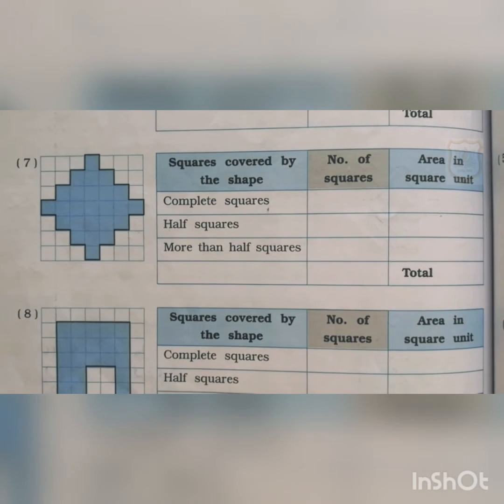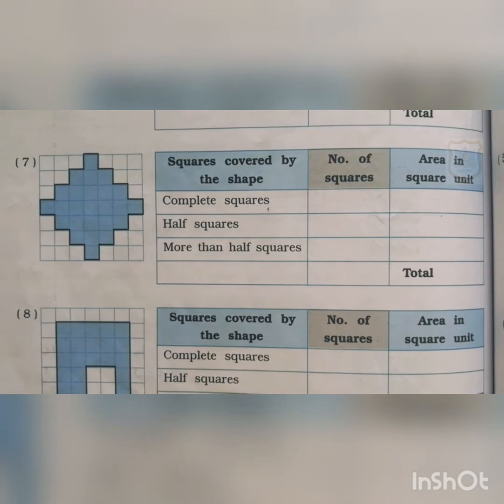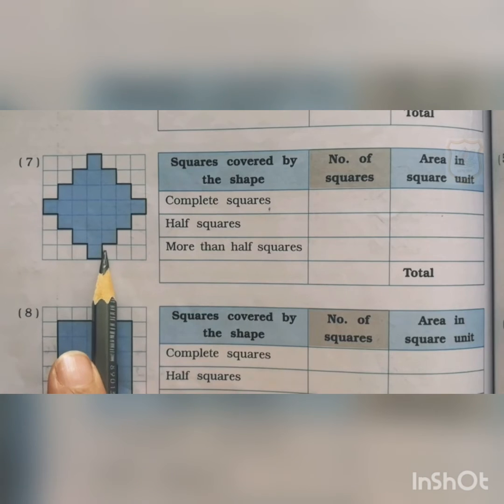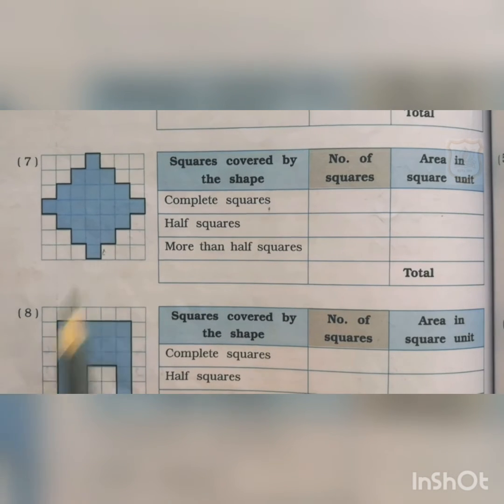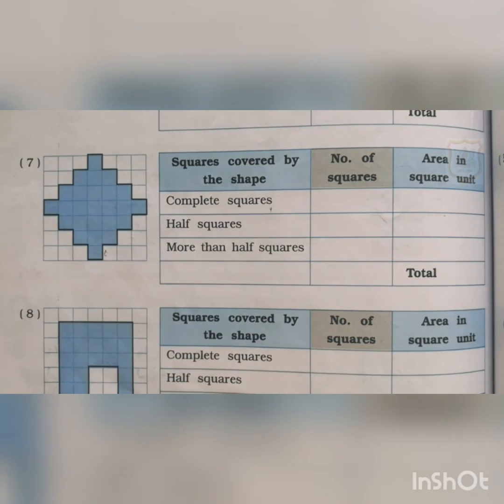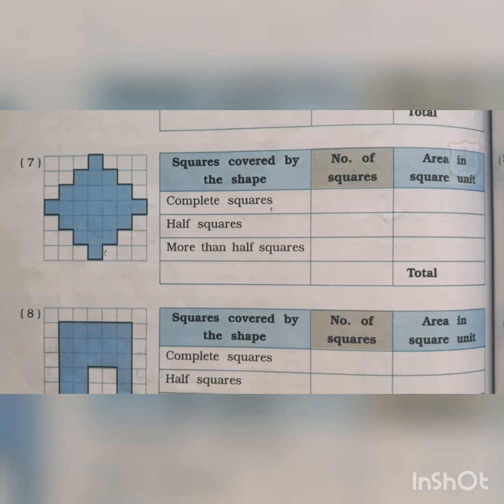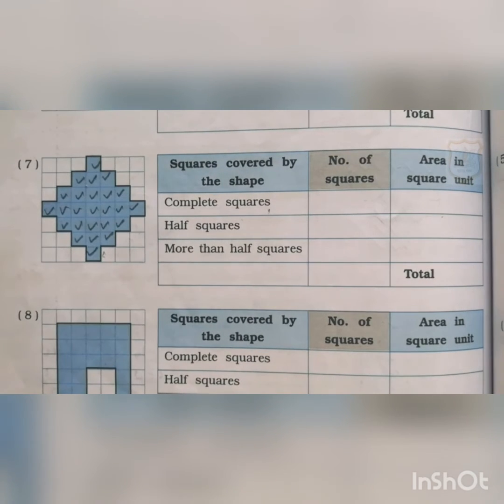So 5 and 6 will be your homework. Now we shall start with 7. So here you can see the figure. In this figure there are only complete squares. There are no half squares, no more than half squares. So first what we will do, we will take all the complete squares and then we will count them.